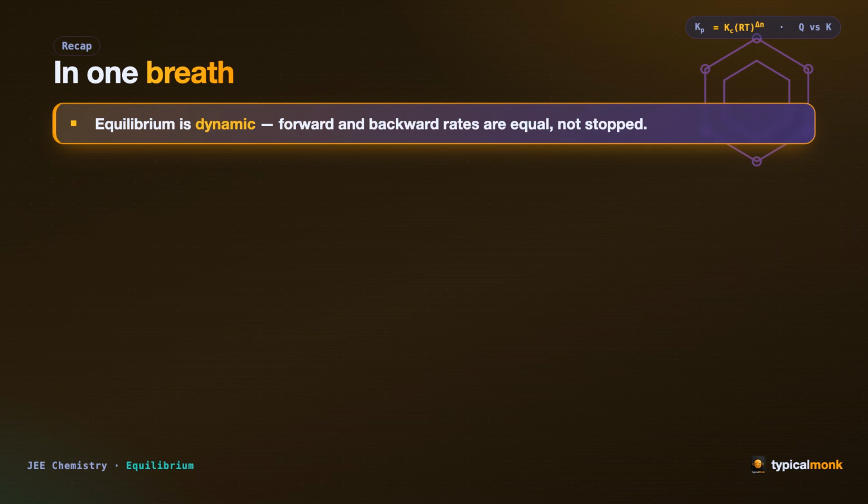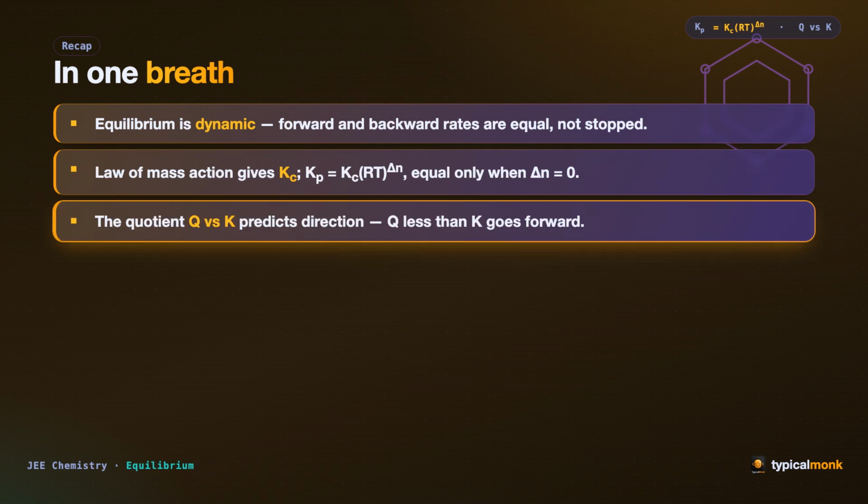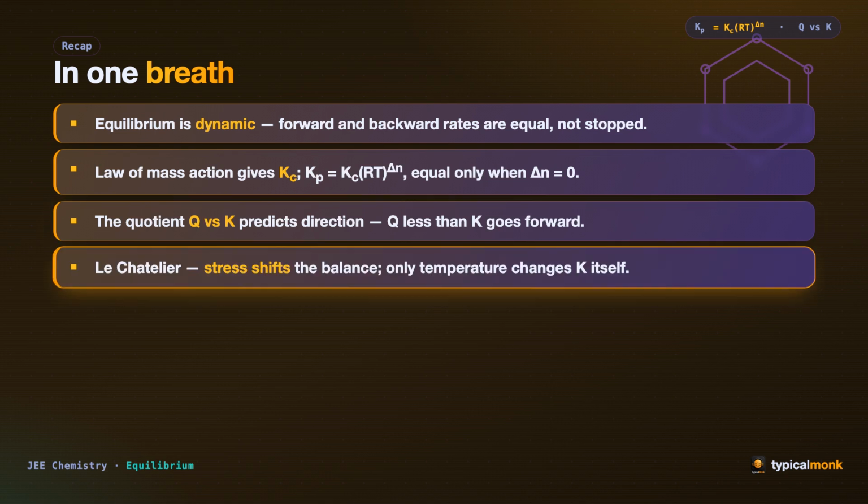Let us gather the whole class into one slow breath. Equilibrium is dynamic. The forward and backward rates are equal, never stopped. The law of mass action gives Kp equals Kc times RT raised to the power delta N, and the two are equal only when delta N is 0. Comparing Q with K tells you the direction. Q smaller than K means forward. Le Chatelier: a stress shifts the balance in the direction that relieves it, and only temperature changes K itself.